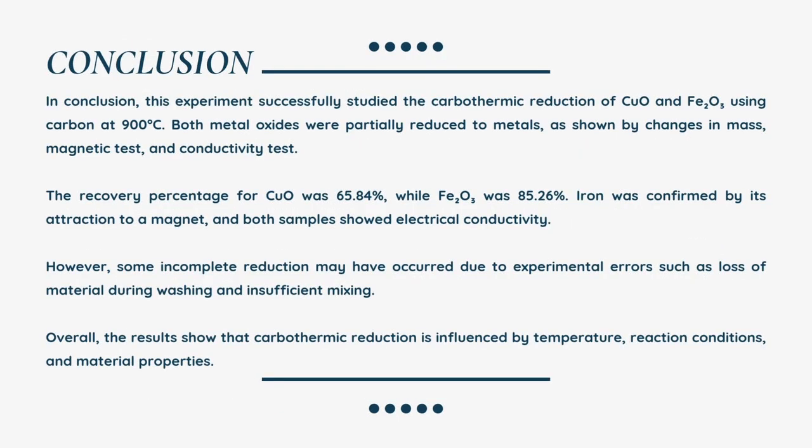In conclusion, both iron oxide and copper oxide were successfully reduced using carbon as a reducing agent at high temperature. The result shows that reduction efficiency depends not only on thermodynamic prediction from the Ellingham diagram, but also on experimental conditions during the procedure. Even though the experimental result differs slightly from the theoretical expectation, this experiment successfully demonstrates the principle of carbothermic reduction.